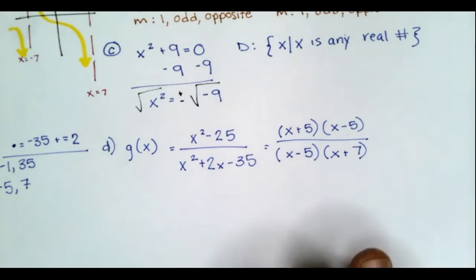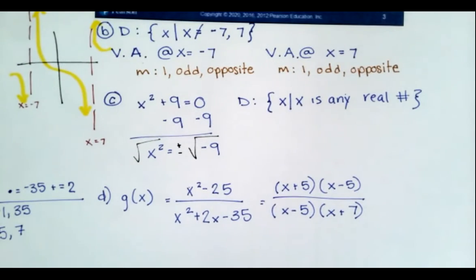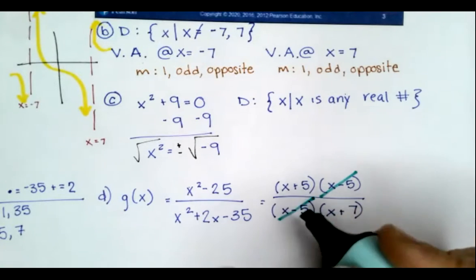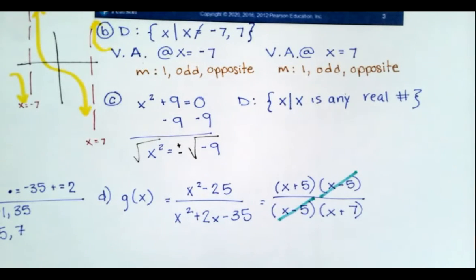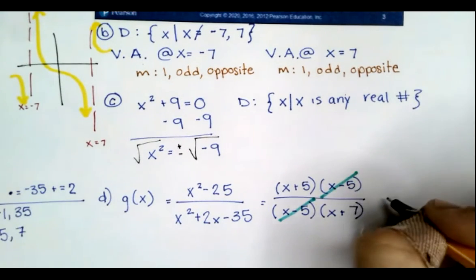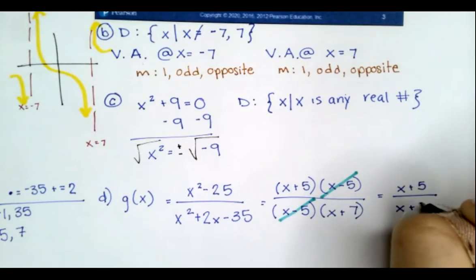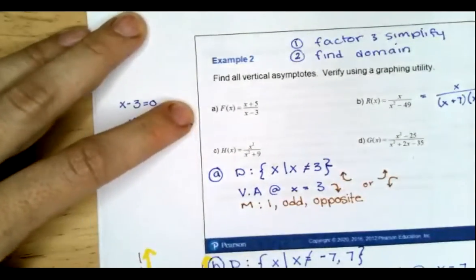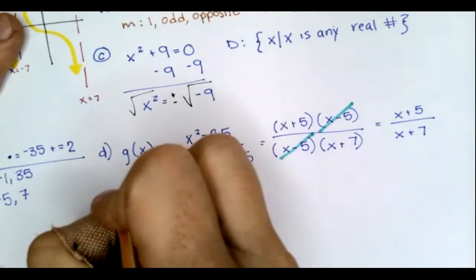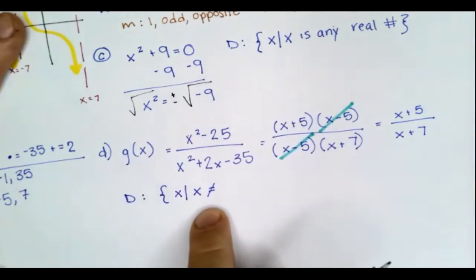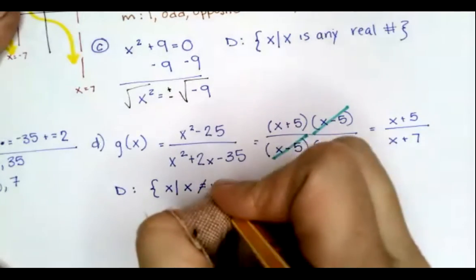Good. Okay, now it says simplify. So that means that this x minus 5 and this x minus 5 cancel out. And what we are left with is x plus 5 over x plus 7, which looks a lot like A, where it was very quick to find it, right? The domain is x such that x cannot be, right? X cannot be negative 7.